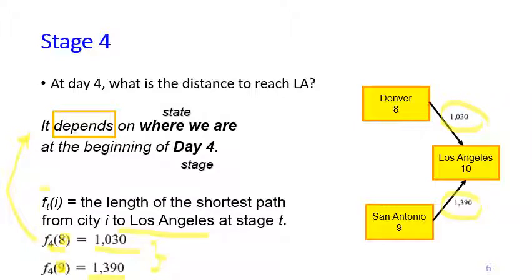I would like to emphasize that whenever you have a notation, let's say F_T_I, you have to explain all the indices. T means stage T, and I means the city I, where we are at the beginning of day T.